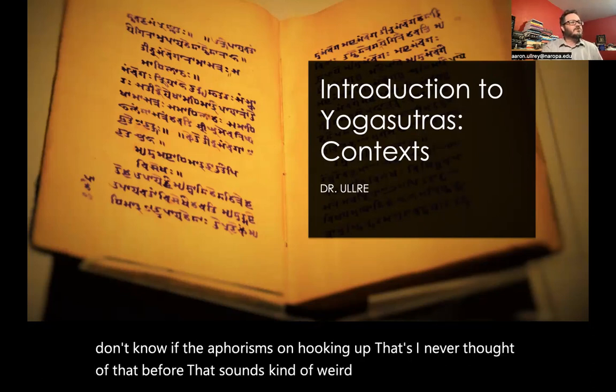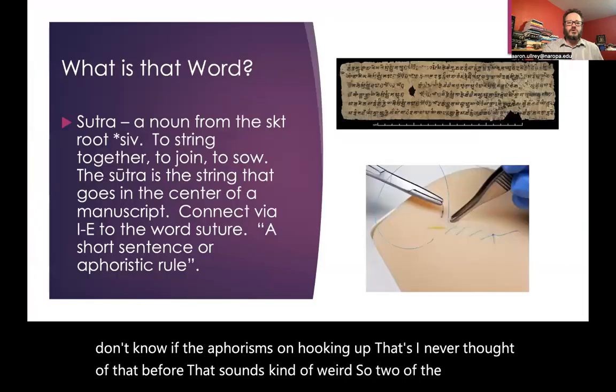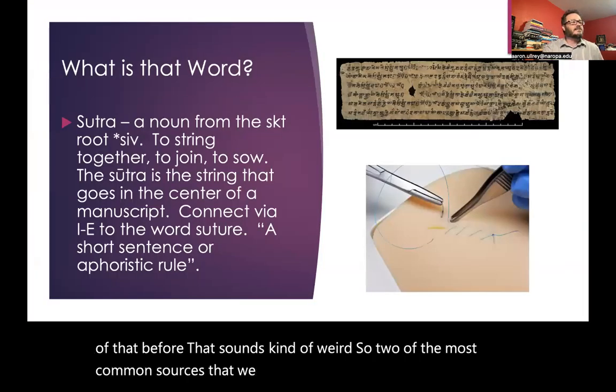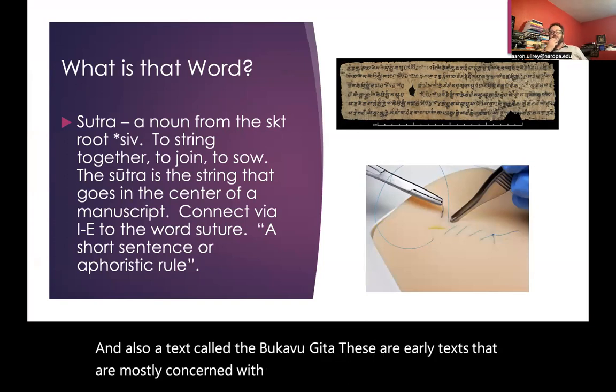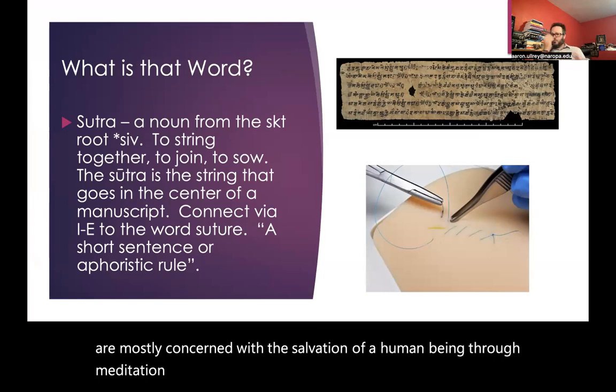Two of the most common sources that we read on yoga today are the Yoga Sutras and also a text called the Bhagavad Gita. These are early texts that are mostly concerned with the salvation of a human being through meditation or devotion. And we'll be talking about them more in detail.